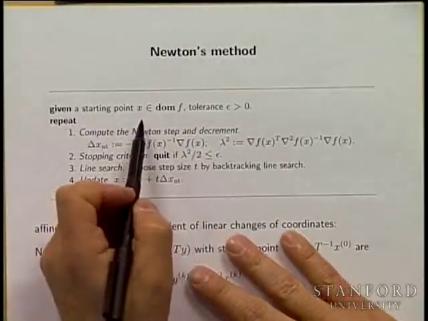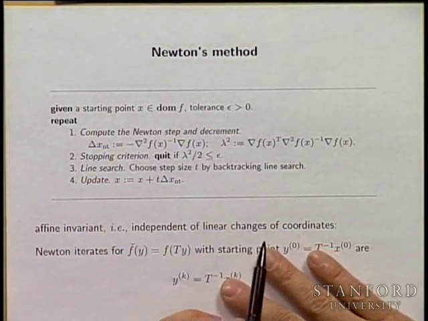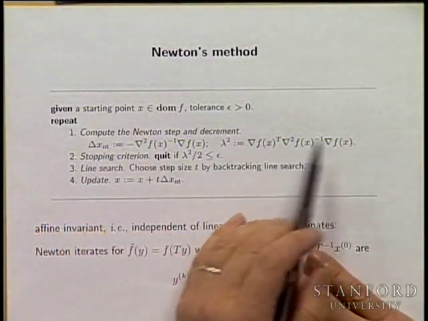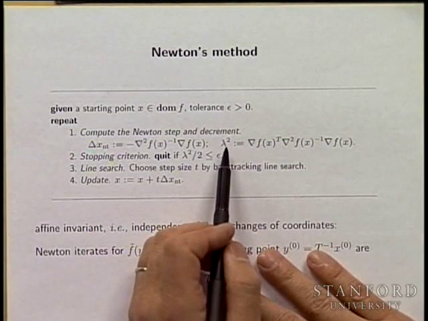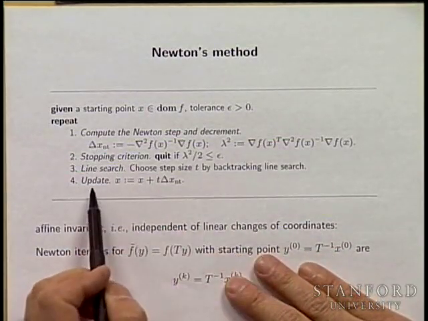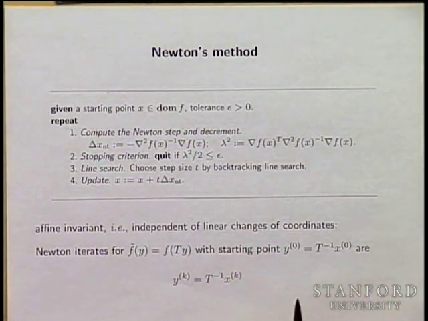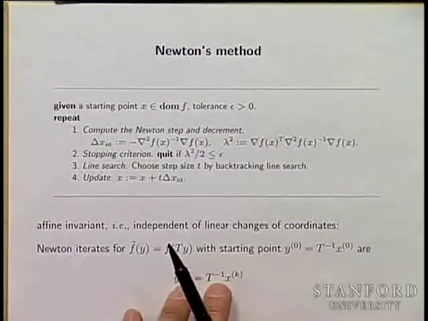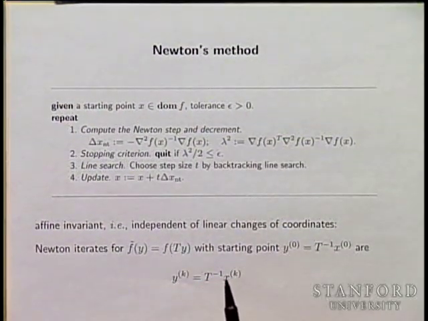Newton's method is very, very simple and looks like this. You're given a starting point and a tolerance. You compute the Newton step and decrement. Obviously, if lambda squared is small enough, you quit. Otherwise, you do a line search, and then you update. That's Newton's method. What we'll find out is that this works unbelievably well, shockingly well. We'll take a look at it in a minute. There are many reasons.